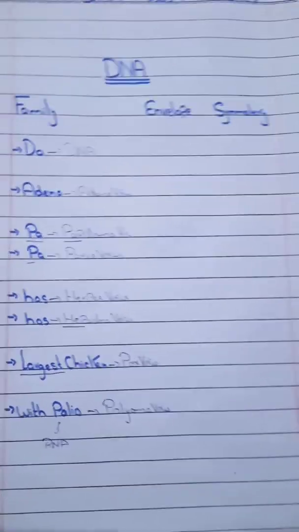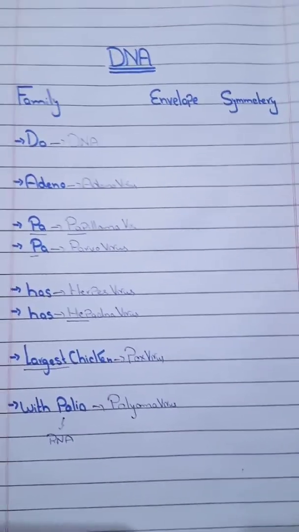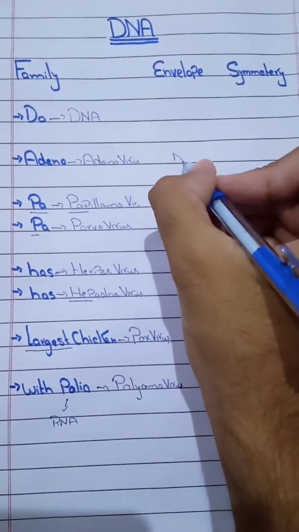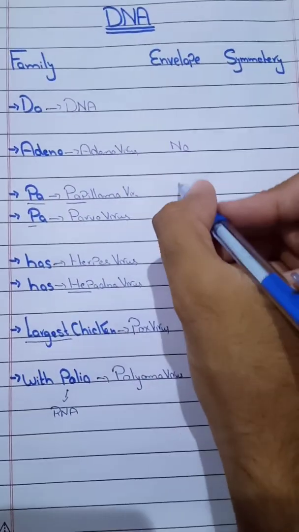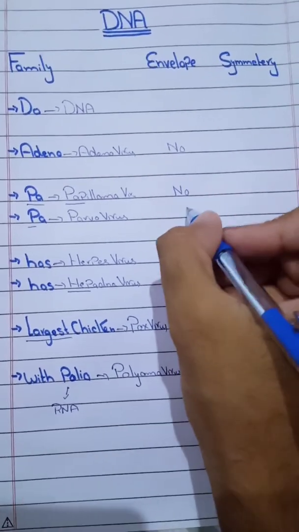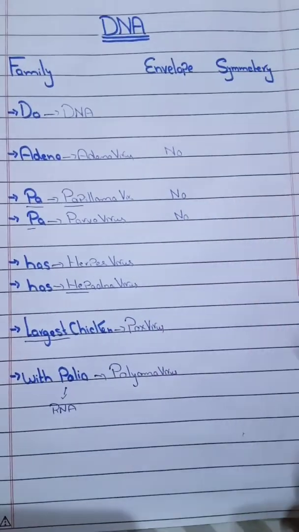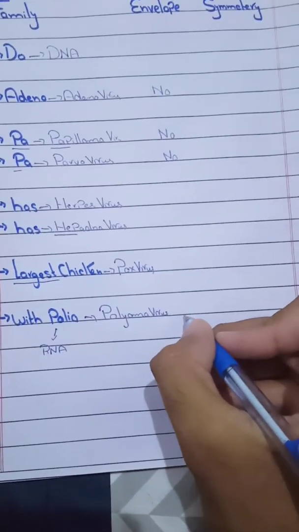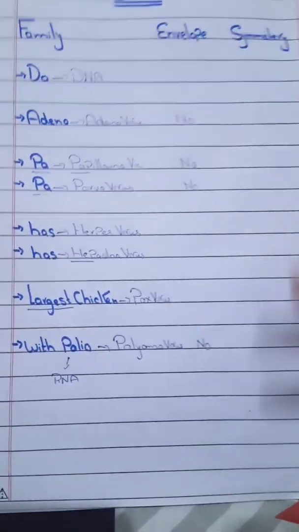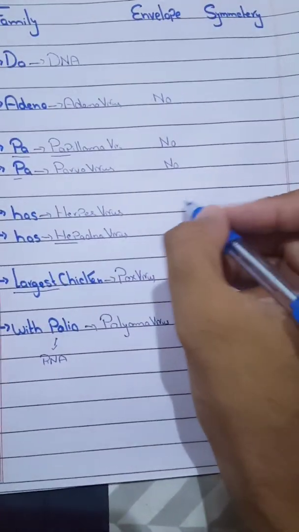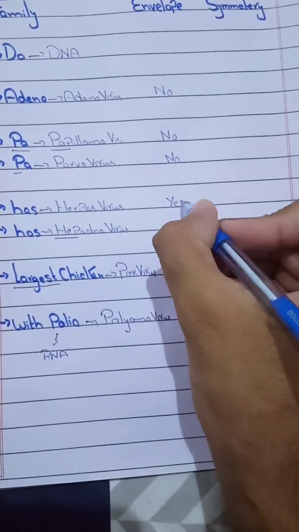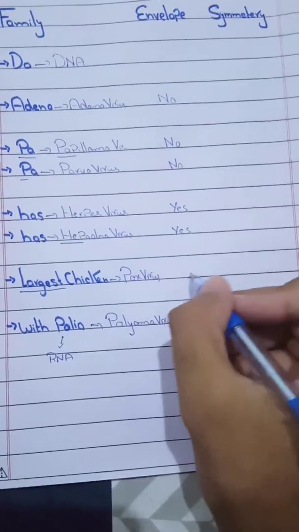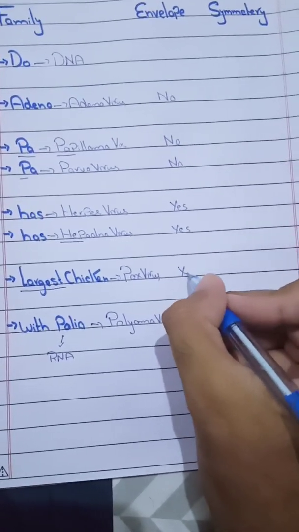So which are the enveloped and which are the non-enveloped? You will remember the first three viruses are non-enveloped. They have no envelope, no envelope, and no envelope, right? The last one, polyoma, also does not have an envelope, and the remaining three viruses have an envelope. Yes, and this is also yes, and the pox virus also has an envelope.